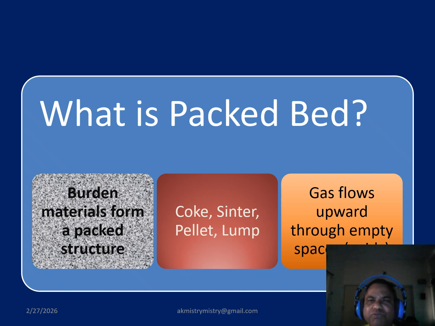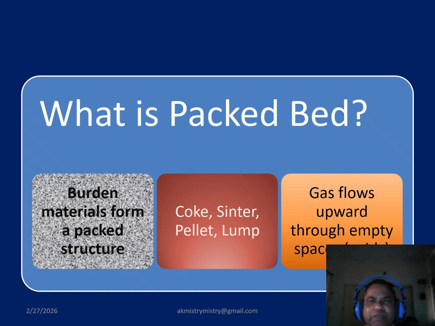Inside the furnace, we have what is called a packed bed. This is the structure formed by our burden material: coke, sinter, pellet, lump ore. The key is that gas doesn't move through this solid. It flows upward through the empty spaces, or voids, between them.